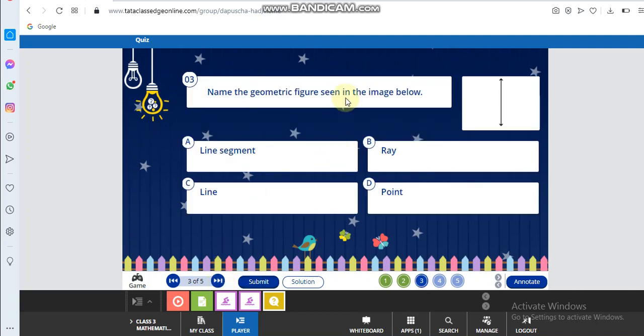Name the geometric figure seen in the image below. So this is having two arrowheads, that means this is a line. So the correct answer is line. Next question.